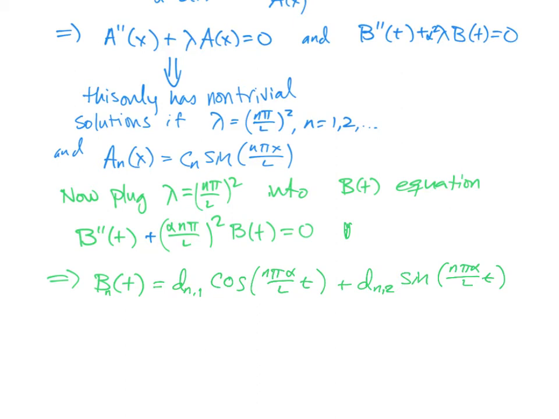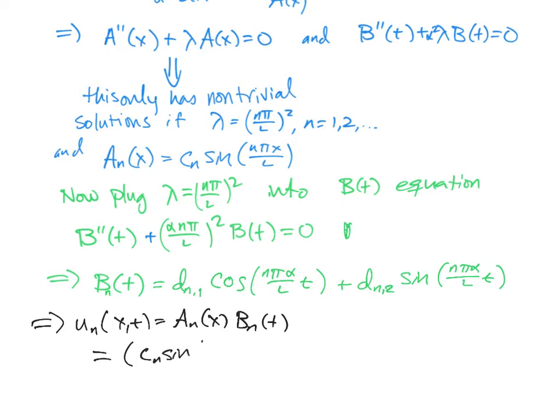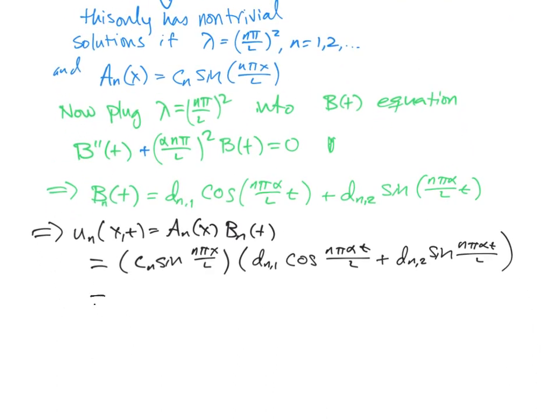So now going back to our u, we get n different solutions, un of x,t, which will equal an of x times bn of t, which will equal cn sine n pi x over L times dn1 cosine n pi alpha t over L plus dn2 sine n pi alpha t over L. And we can combine these and shuffle things around and get new constants.